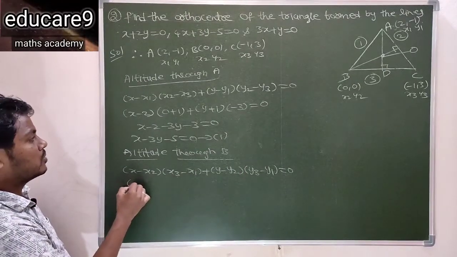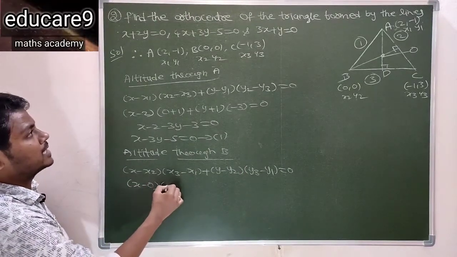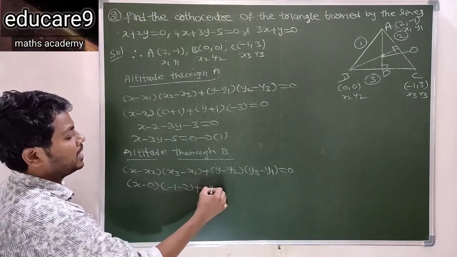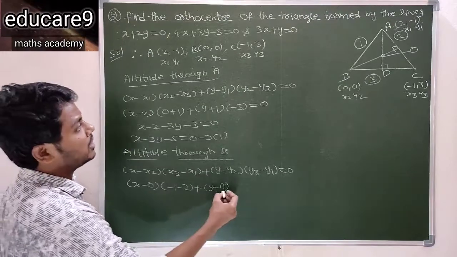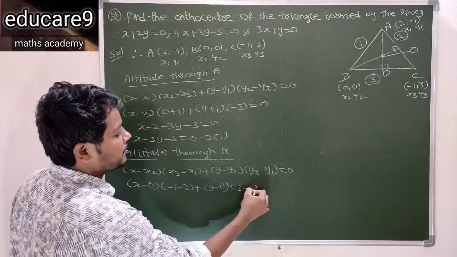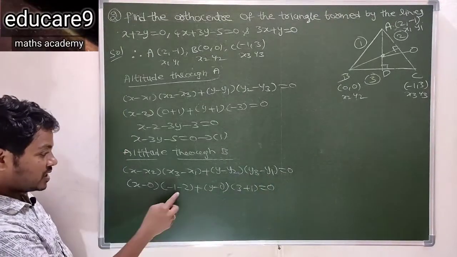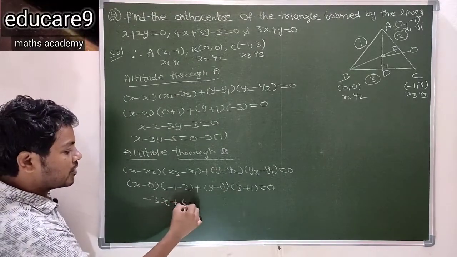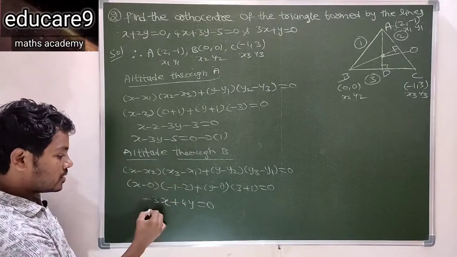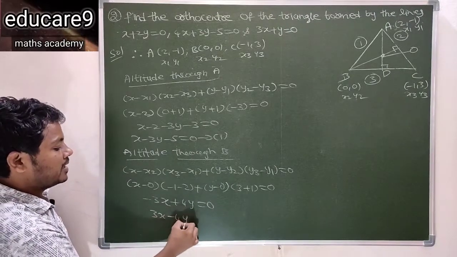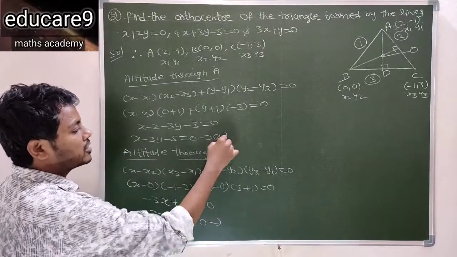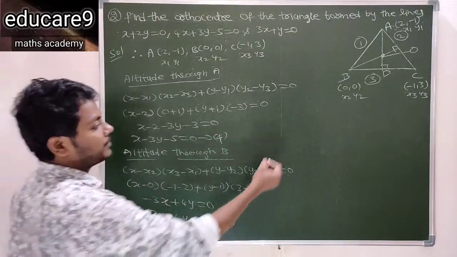x minus x2, x minus 0, x3 minus x1, minus 1 minus 2, plus y minus 0, y3 minus y1. So 3 plus 1. So this is what? Minus 3x, and this is what? Plus 4y is equal to 0. So this is 3x minus 4y equals 0. So this is equation 4, this is equation 5.